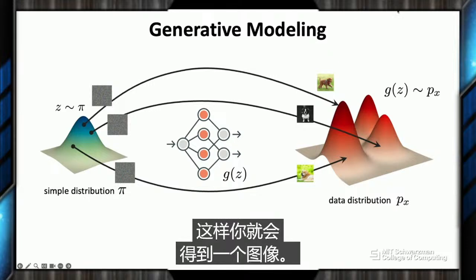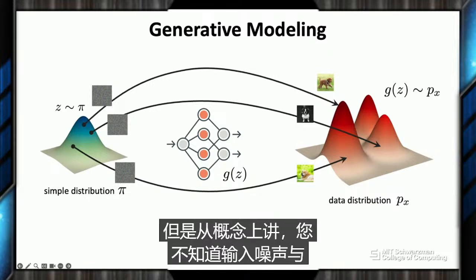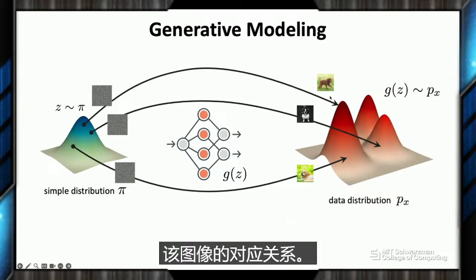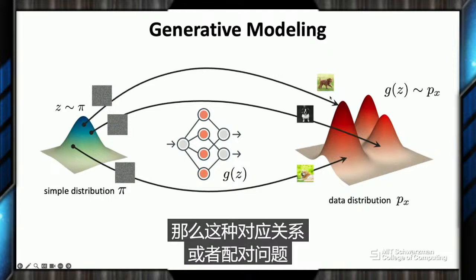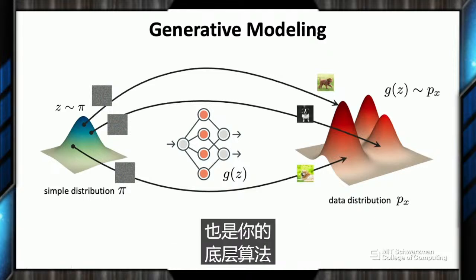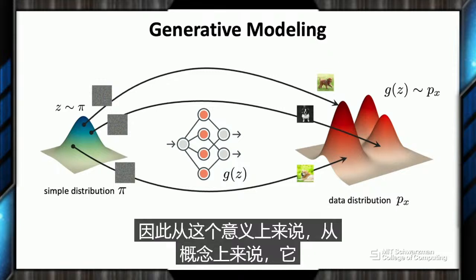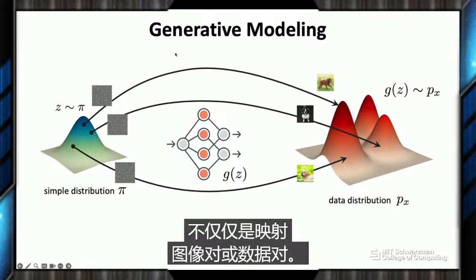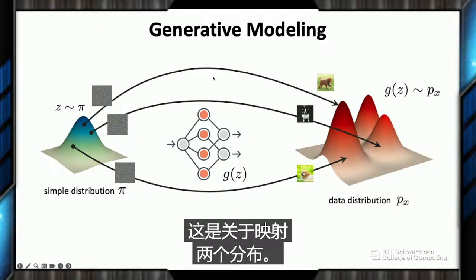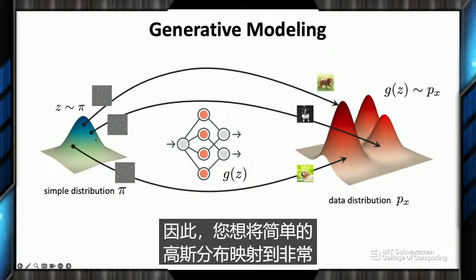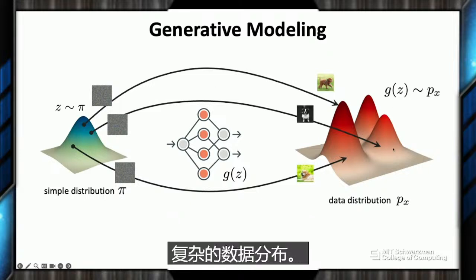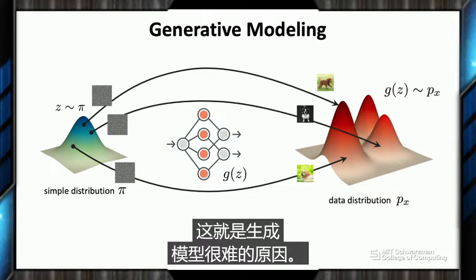That is, you will be given an image, but conceptually, you have no idea what input noise would correspond to that image. Then this correspondence, or this pairing problem, is also what your underlying algorithm should try to figure out. So in this sense, conceptually, it is not just about mapping pairs of images or pairs of data. It's about mapping two distributions. You want to map a simple Gaussian distribution to a very complicated data distribution. And this is why generative modeling is hard.